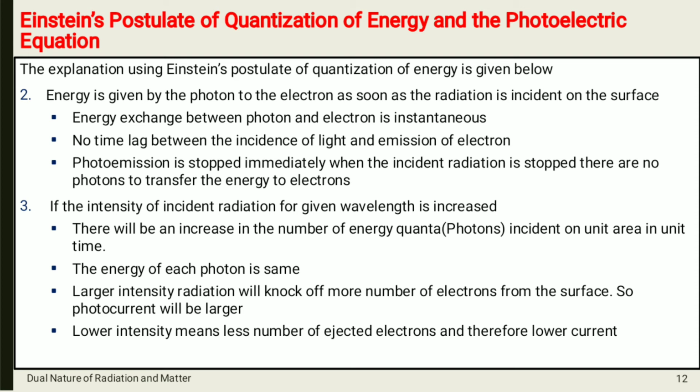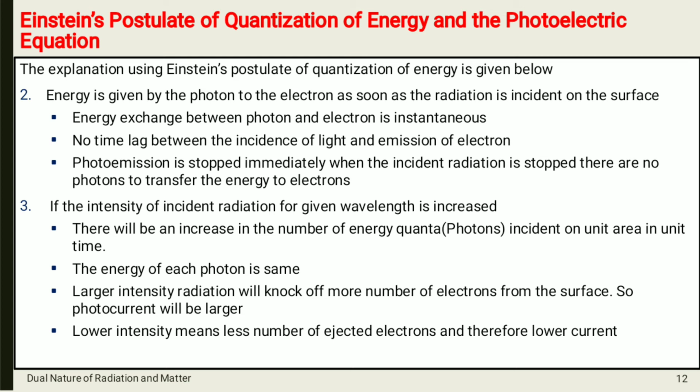Photo emission is stopped immediately when the incident radiation is stopped. There are no photons to transfer the energy to the electron. Means if the source of light is switched on, then when light is incident on the metal surface, there will be the emission of electron. When incident light is stopped, emission of electron from the metal surface stops immediately.